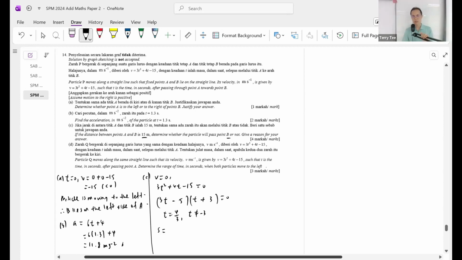Okay, but I don't have a displacement function, so I need to integrate my velocity, which is 3t squared plus 4t minus 15 dt. This will be t power 3. 3 divided by 3 cancel out, t power 3. This one, 4 divided by 2 is 2t squared. Minus 15t plus c. Now, when you start the clock, t is 0, s is 0, c is also 0, right? Because it starts from point A, so s will be t power 3 plus 2t squared minus 15t.